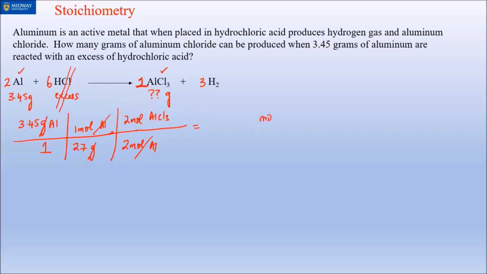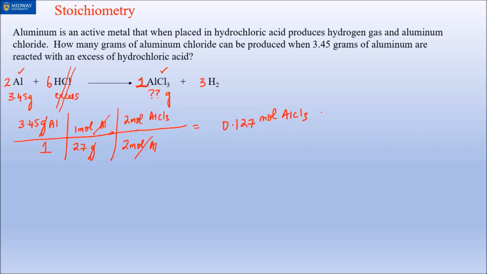And here, what we get is basically your limiting, right? Because we already know this is excess, so we don't need to repeat the calculation for HCl because it's already been told to you that it is excess. So this is moles of AlCl3, and that would be 3.45 over 27. That's times 1, so basically 0.127 moles.